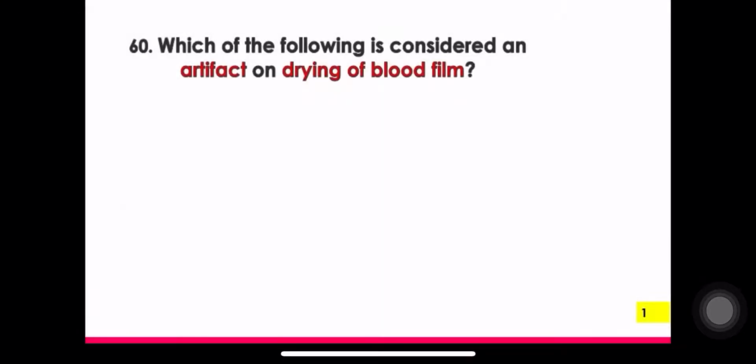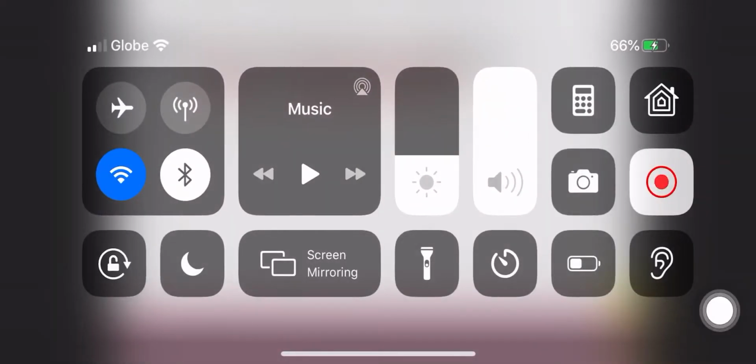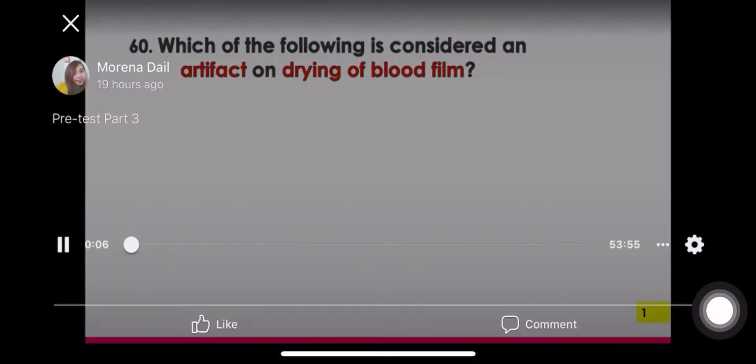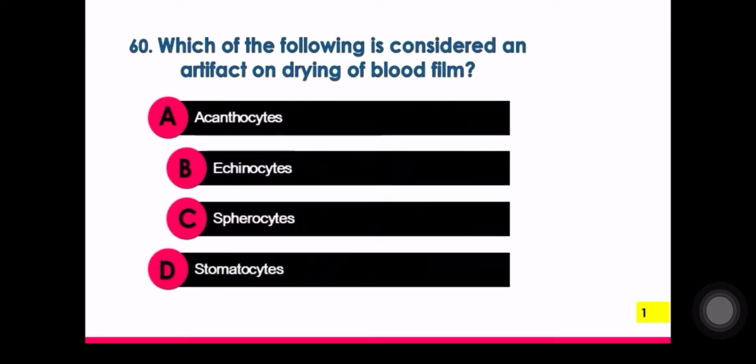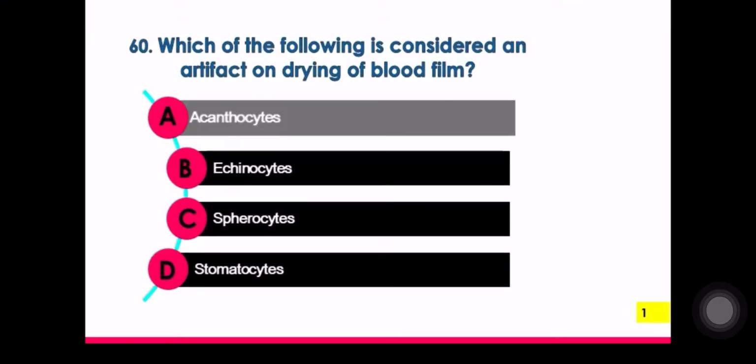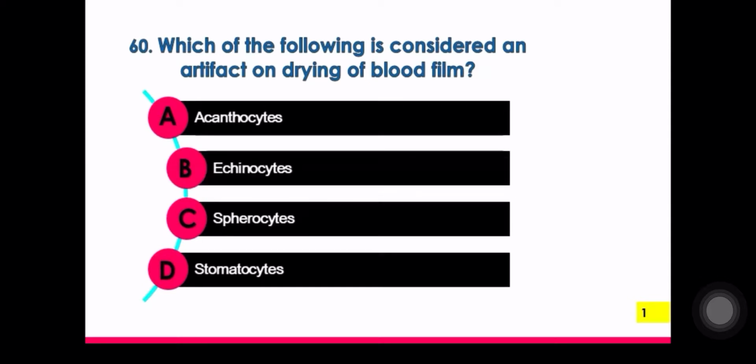Number 60, which of the following is considered an artifact on drying of blood film? Choices: letter A, acanthocytes, letter B, echinocytes, letter C, spherocytes, or letter D, stomatocytes? Again, which of the following is considered an artifact on drying of blood smear? So, a blood smear or blood film.